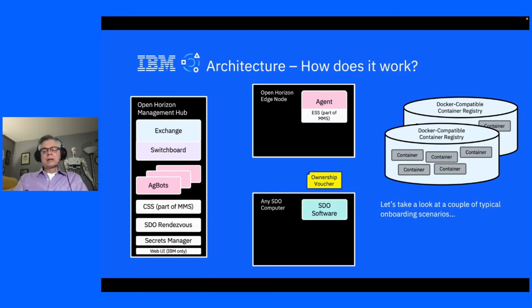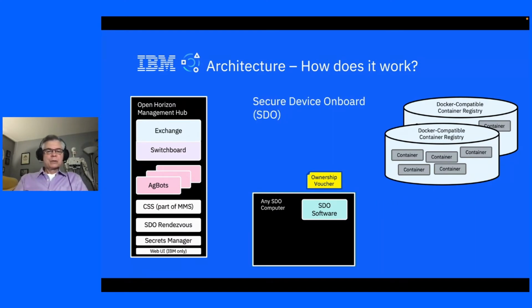So let's take a look at a couple of typical onboarding scenarios for bringing your edge machines into this system. Let's start with a secure device onboard. This is the easiest way to bring devices on board. To begin, when you bought your SDO computer, you got an ownership voucher for it. You register that ownership voucher with the exchange. You don't have to do anything with the computer itself. You just have to take the ownership voucher and register it as a proxy for the computer in the exchange.